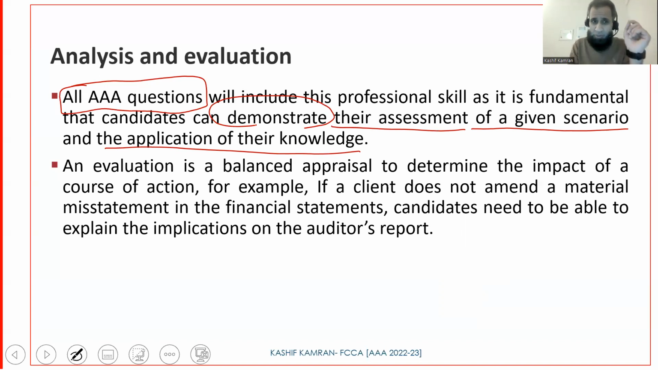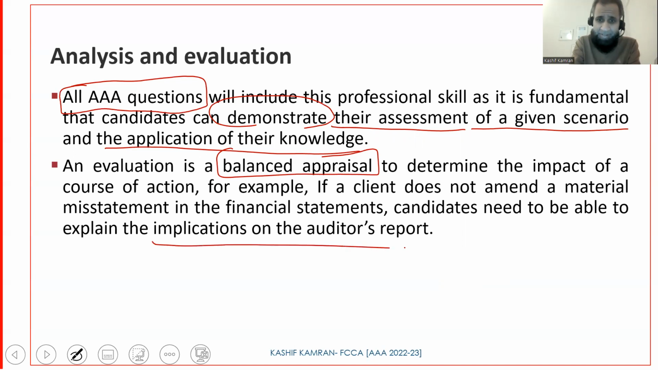Number 2, an evaluation is a balanced appraisal. You have to do a balanced appraisal to determine the impact of a course of action. For example, if a client does not amend a material misstatement in the financial statements, candidates need to be able to explain the implication for the audit report. Evaluate the likely implication of a material misstatement on the opinion of the auditor, of a business risk on the business objectives of the organization, of an audit risk on the financial statements, and of an ethical dilemma on the process of the audit.